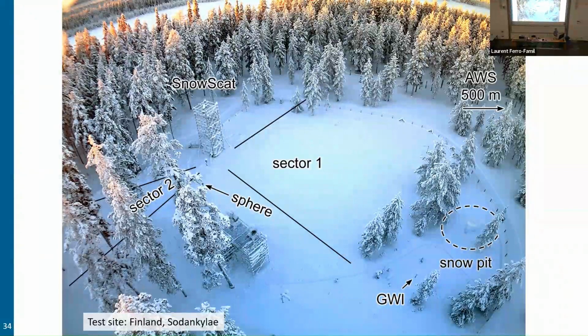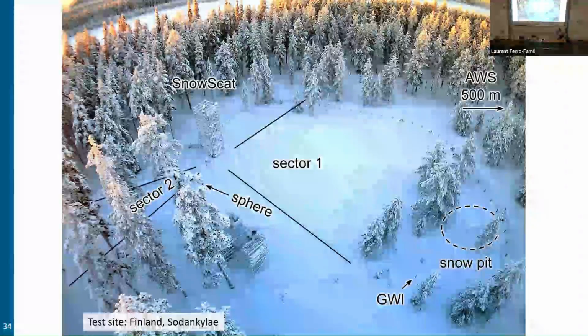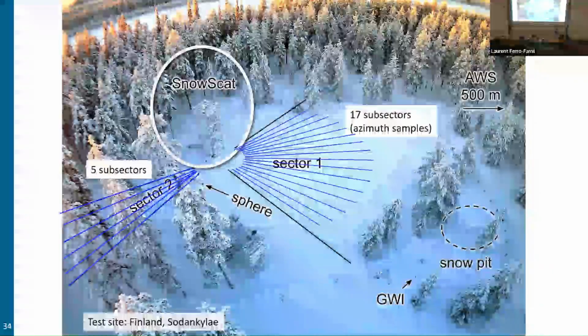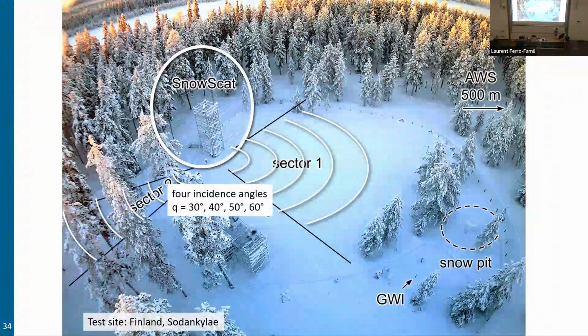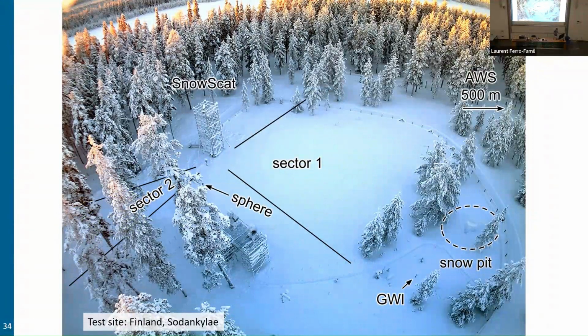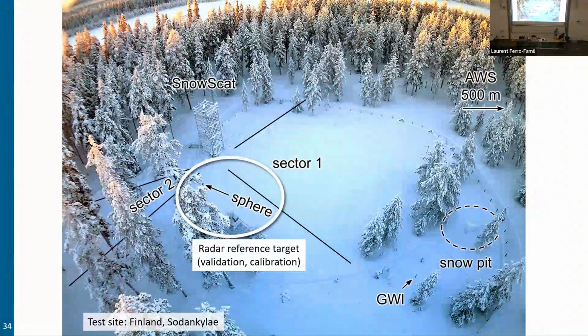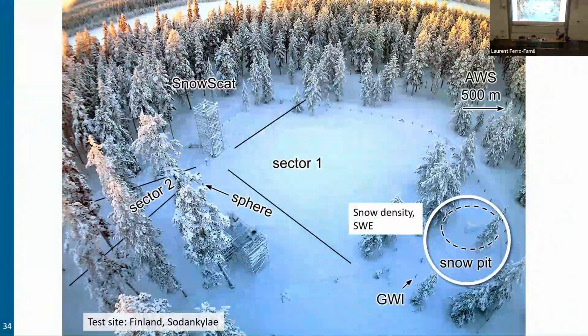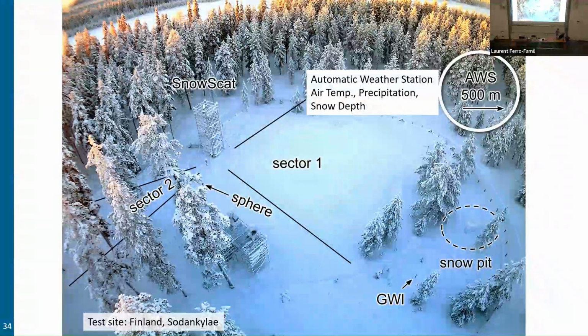Okay, I have just a short view on that you can also do it at very high frequency using a spectrometer that is called SnowScat. It's a sensor which is illuminating different sectors. So that's a SnowScat instrument illuminating sector 1 and sector 2 in 4 different incidence angles, as you can see here. And we have, in addition, also a radar target calibrator that we can use. We have a ground station for snow water equivalent estimation, and also snow pit densities. And there's also an automatic weather station.